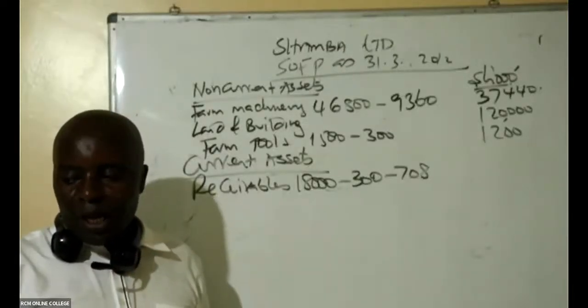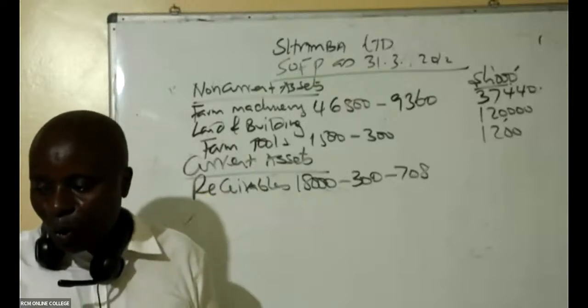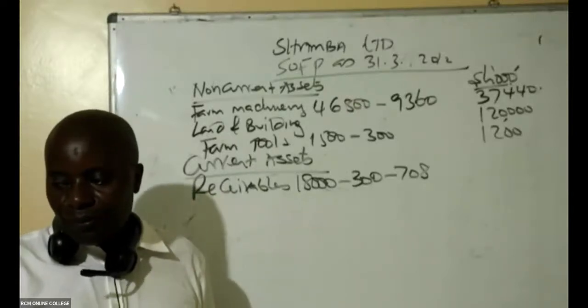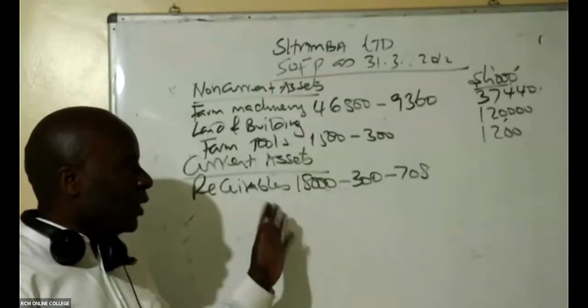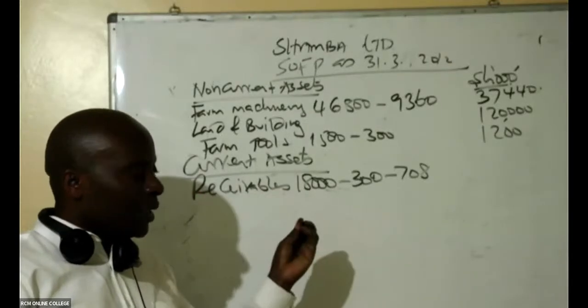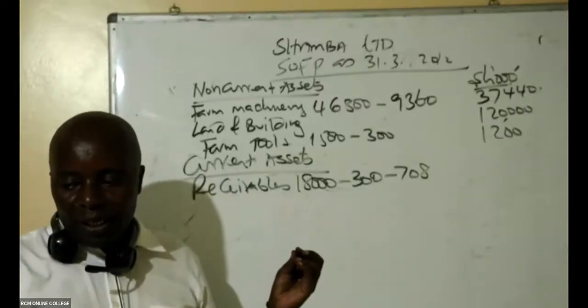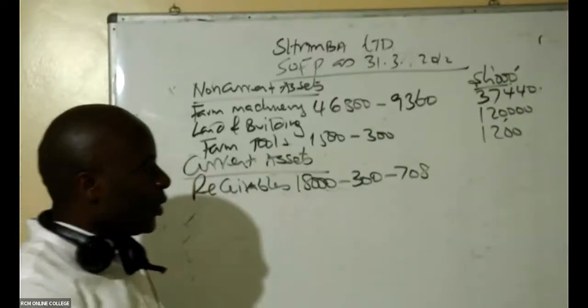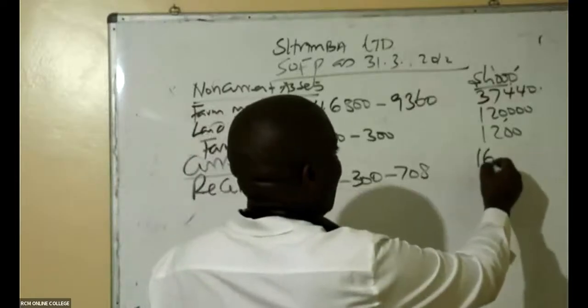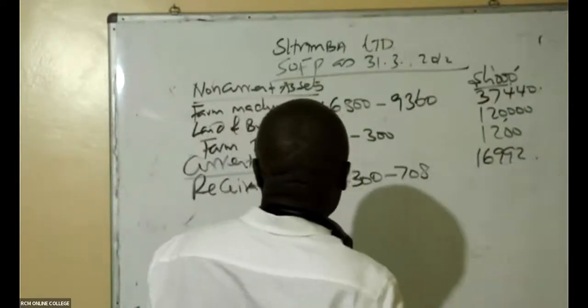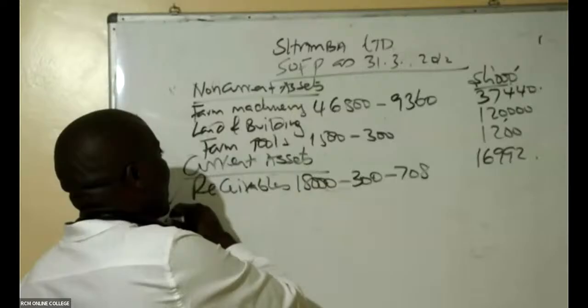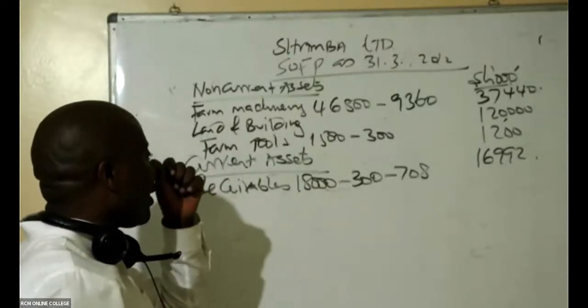So receivables, how much should we be able to put here? Remember, we began with 18,000, but there were specific debts of 300. So we have here 16,992. Is there any other current asset you guys are able to remember?